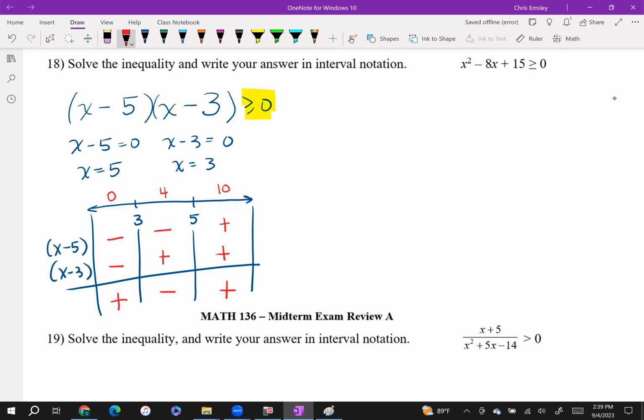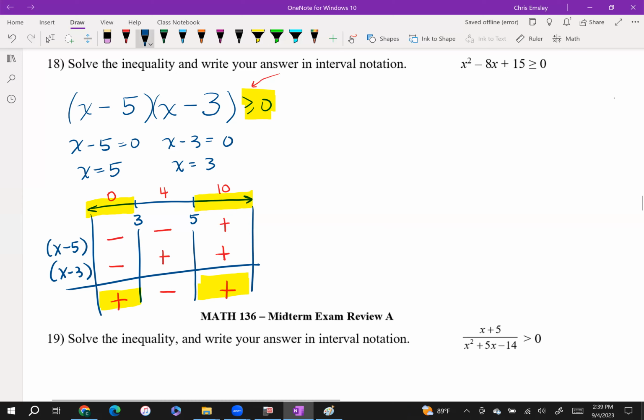Again, back to our inequality up here. This says greater than or equal to 0. Things that are greater than or equal to 0 are values that are positive. So we are wanting to include in our answer the part of the number line that has a plus in the bottom row here. So if I go straight up to that number line and look, you can see I shade it right here. That shows me my result.